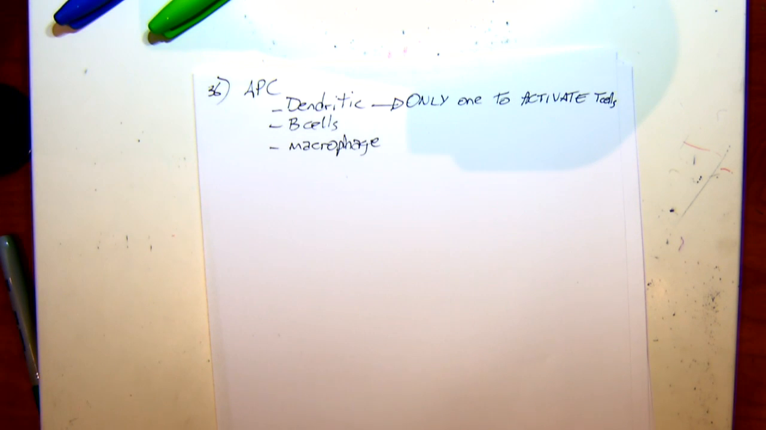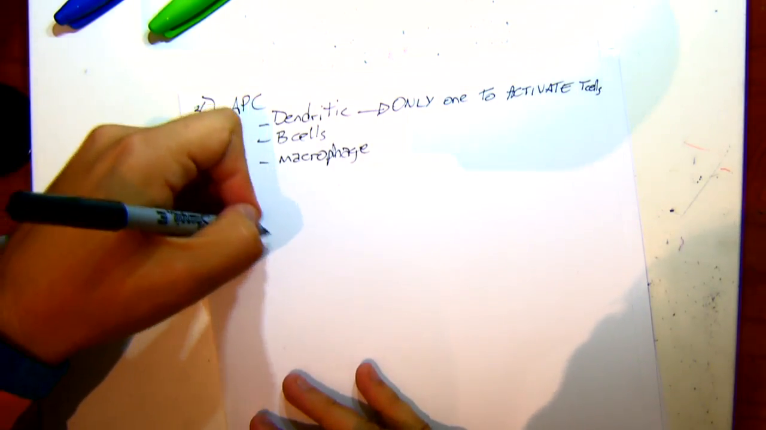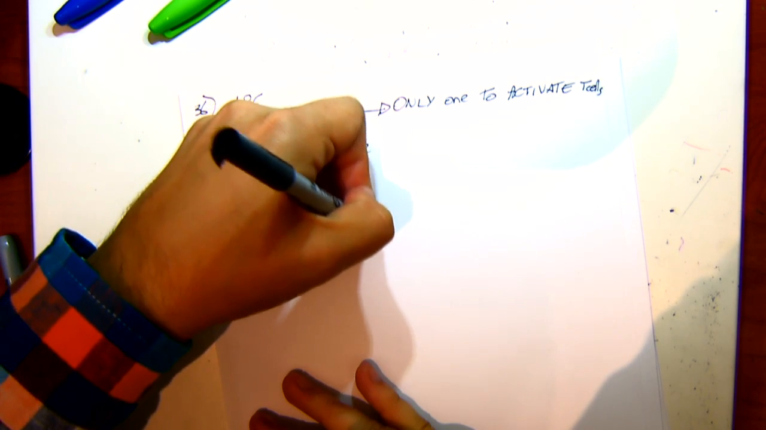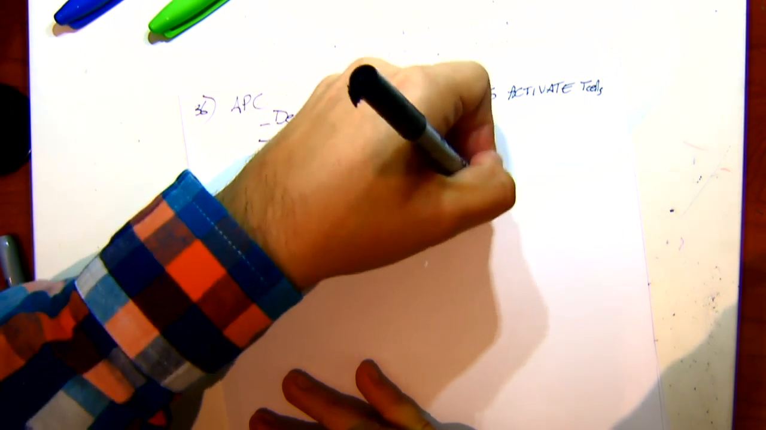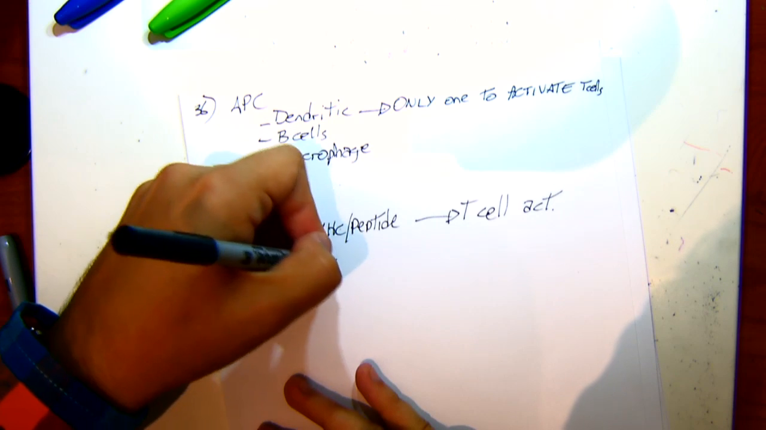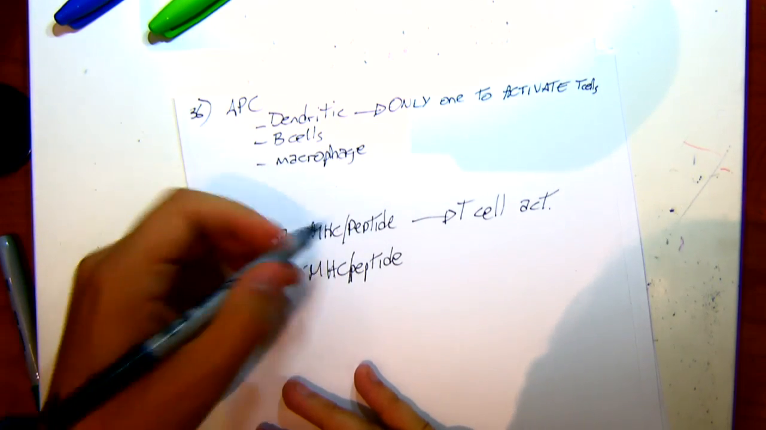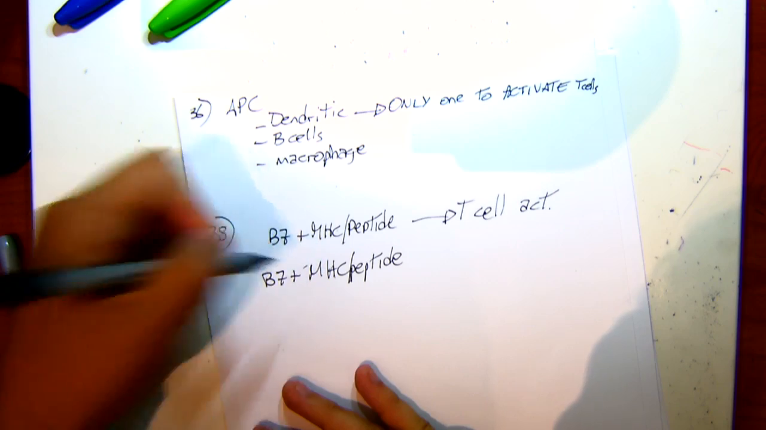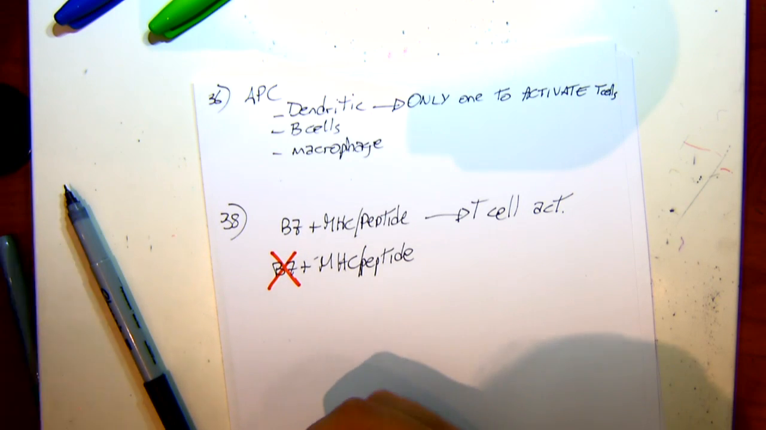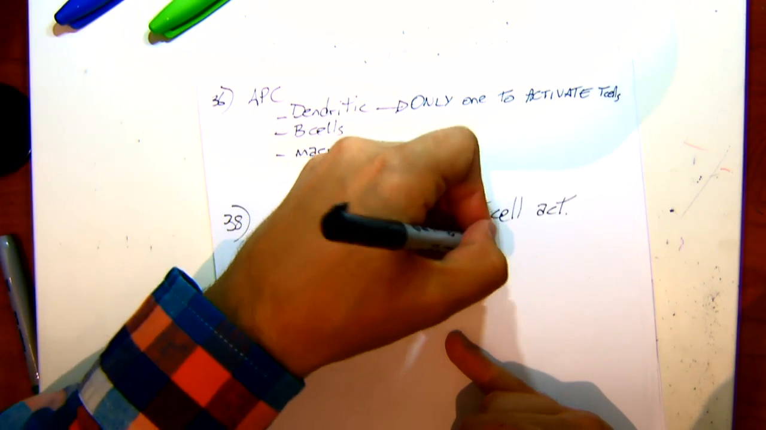So 38. B7 plus MHC, T cell activation. If it's only MHC and B7 is not there, right? No B7, then T cell anergy.